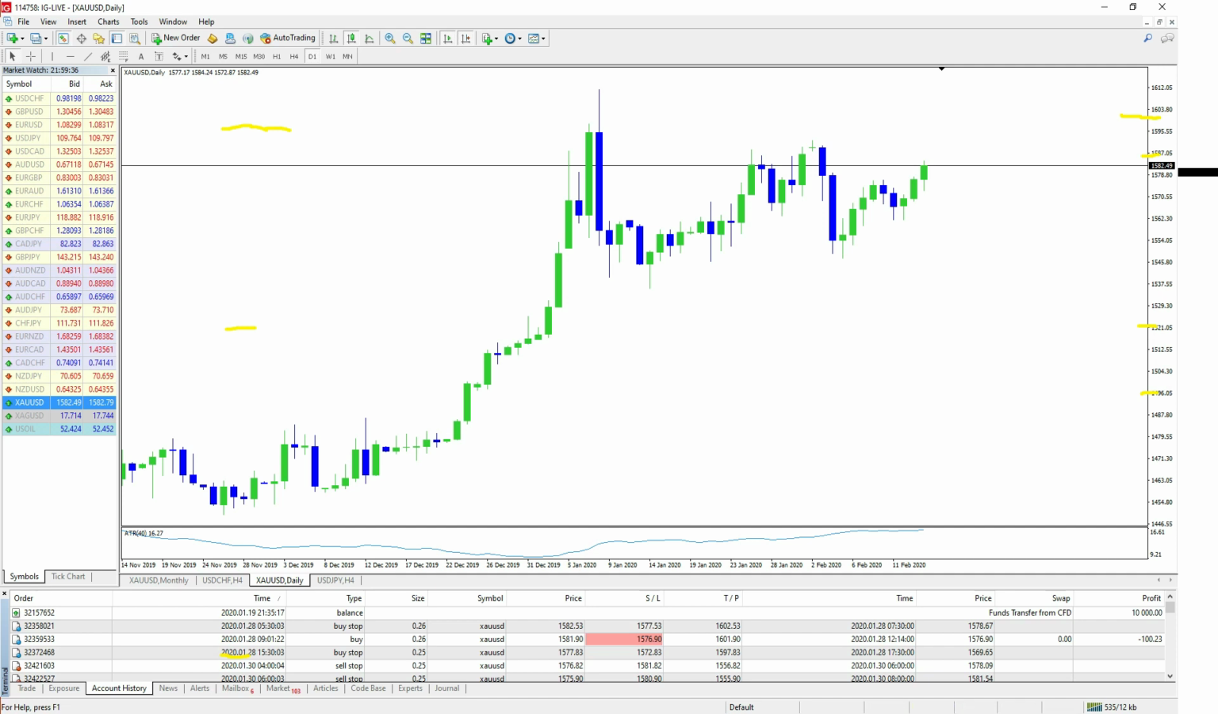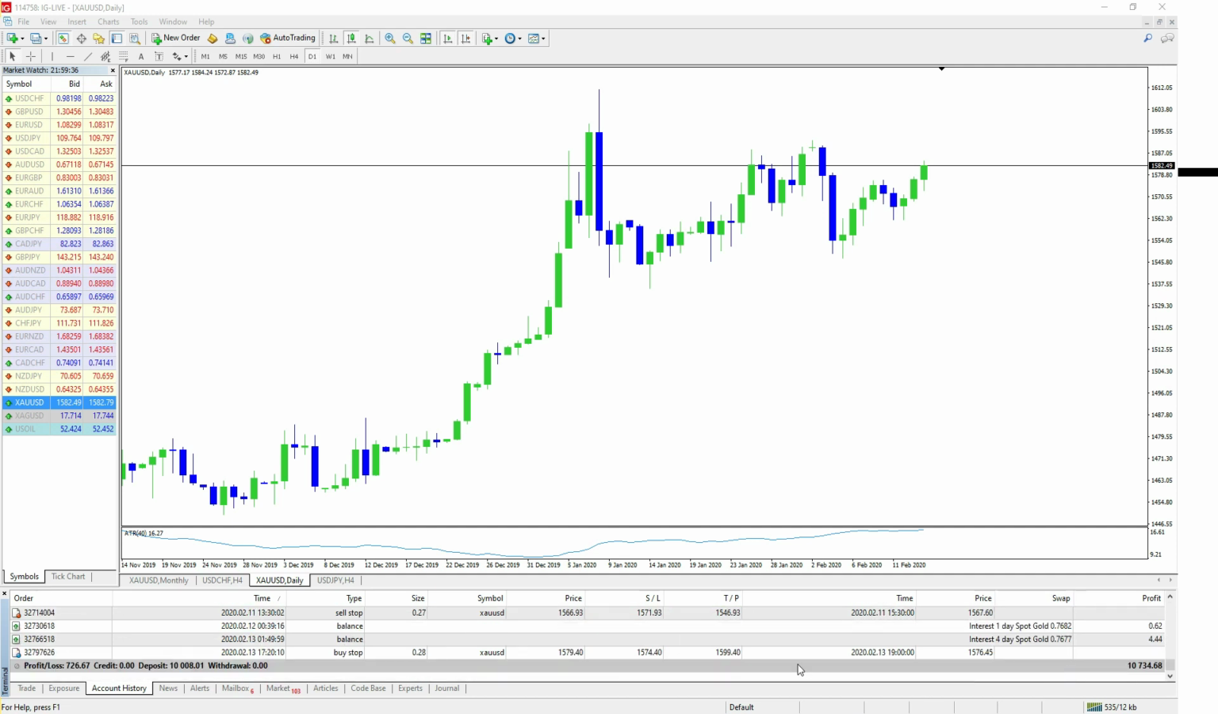This is a live trading account. I'll just get these marks off the screen. This is the live trading account. We're on the gold market live. This is my live account. There's a balance where we're currently at. Profit and loss, withdrawal. There are no withdrawals at the moment. This is just a test account. What I'm doing is running £10,000 on this for the next 12 months, and that's where we're at.